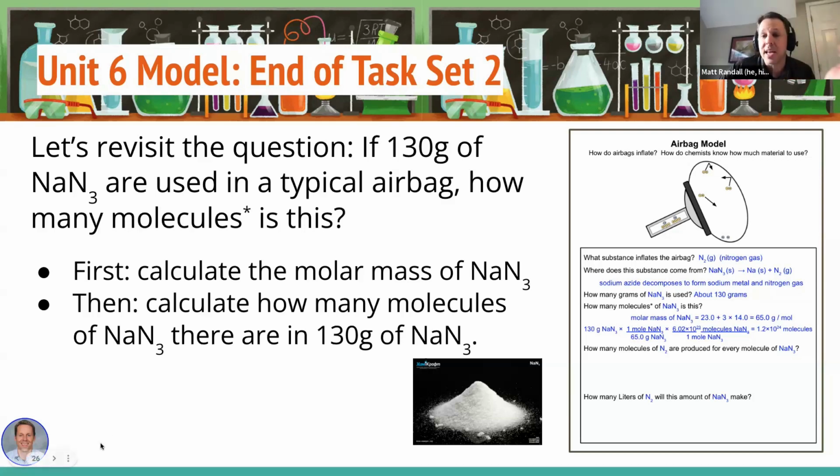And then, either at the end of the lesson or at the start of the next lesson, we're going to be adding that information. I know you can't see it zoomed in very well here, but they go through figuring out the molar mass of that, and then how many molecules or formula units that is. So we're adding to our model as we go.